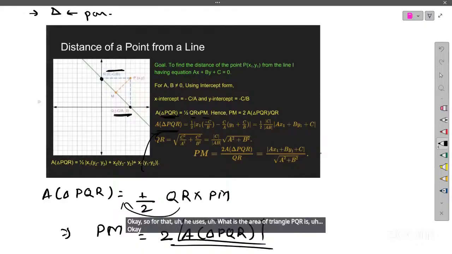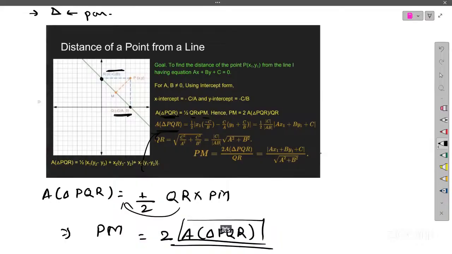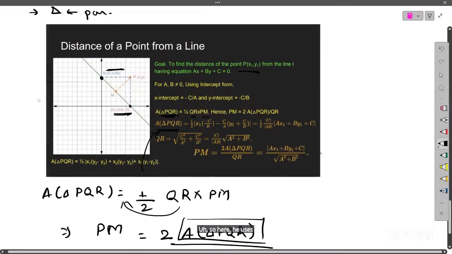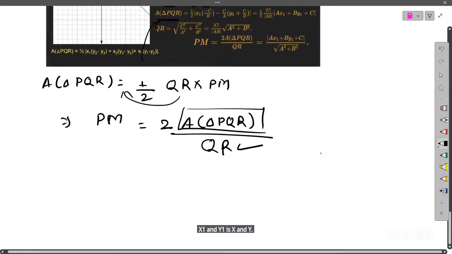It's 1 by 2 x1 minus c by b plus... What are x1 and y1 here? x1 and y1 are the coordinates of point P. So here he uses the usual formula for the area of a triangle.